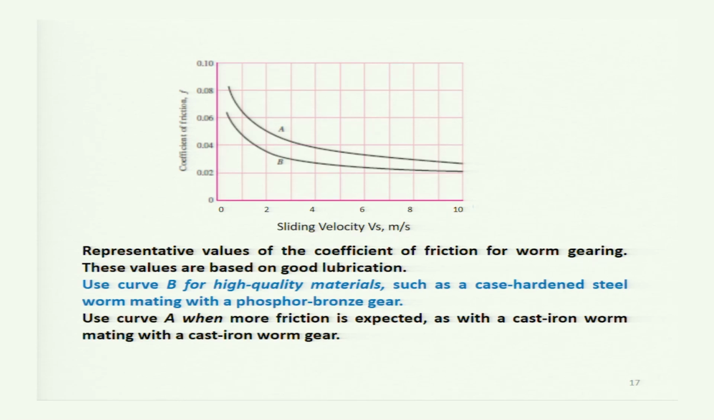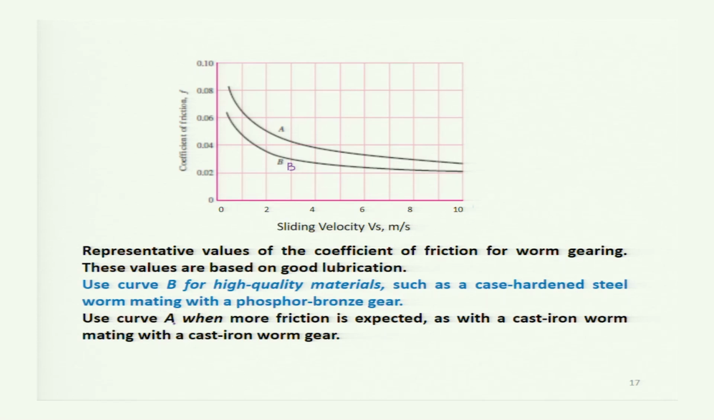Now the coefficient of friction can be obtained from this figure, knowing the sliding velocity Vs in meters per second. The representative values of coefficient of friction for worm gearing are shown here. These values are based on good lubrication. Use curve B for high quality materials, such as a case hardened steel worm mating with a phosphor bronze gear.